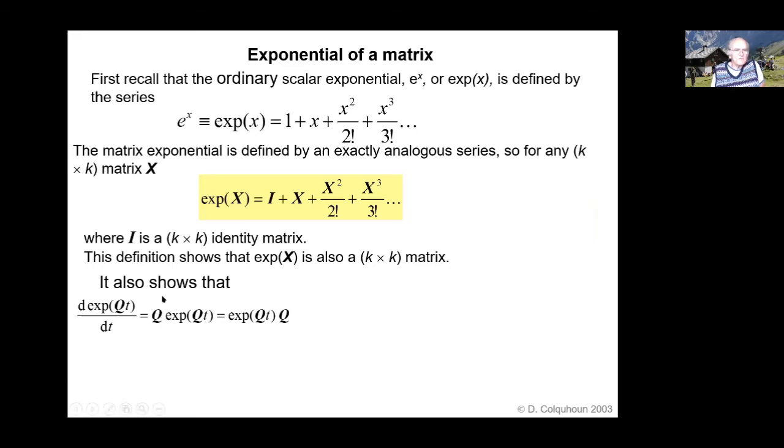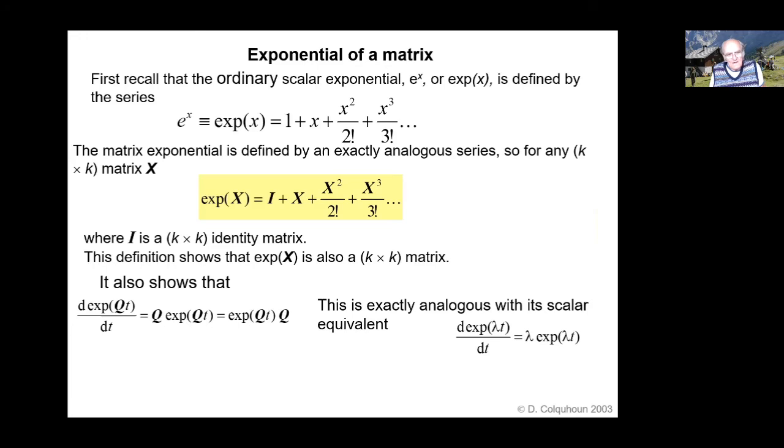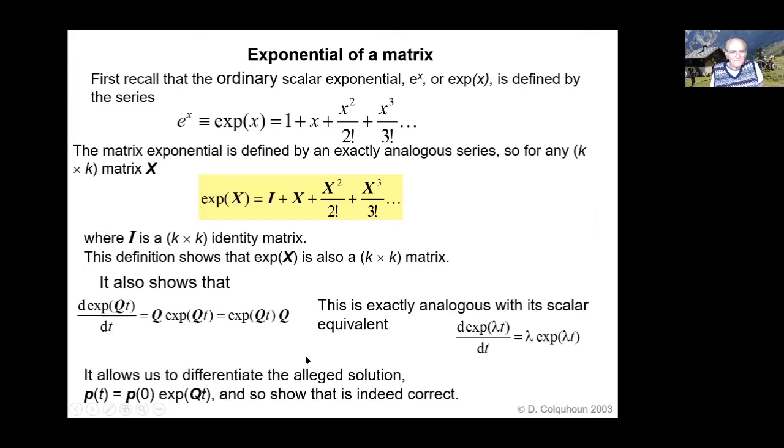You can also differentiate e to the Qt, Q times a scalar time t. And in this case, we can see that the multiplication does commute. It's Q e to the Qt, or e to the Qt times Q. In this particular case, these two matrices, both k by k, the order in which they multiply doesn't matter, though in general it does. That follows from the series expansion. And that's exactly analogous with differentiating e to the lambda t, which is lambda times e to the lambda t. But it's much more general, of course.